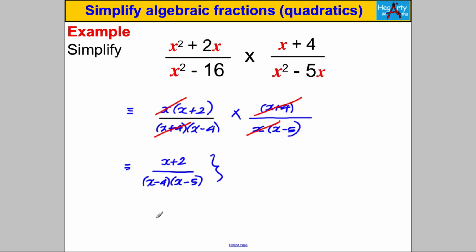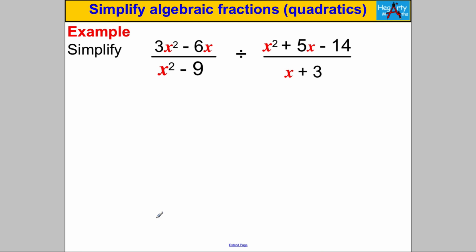Last question, we're going to do a divide. Pause the video and have a go at that one. Obviously, step one, before you do anything, is to try and factorize everything. So let's factorize this. This would factorize as 3x, x subtract 2, divided by, and you should be screaming at the screen here, a difference of two squares, x subtract 3, x add 3. Now, keep the divide there just for now.